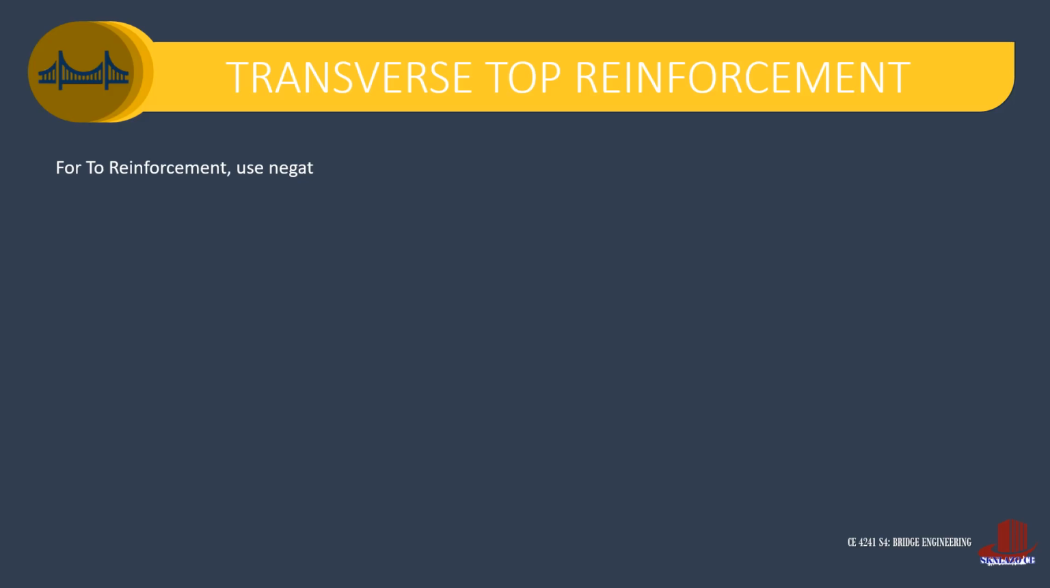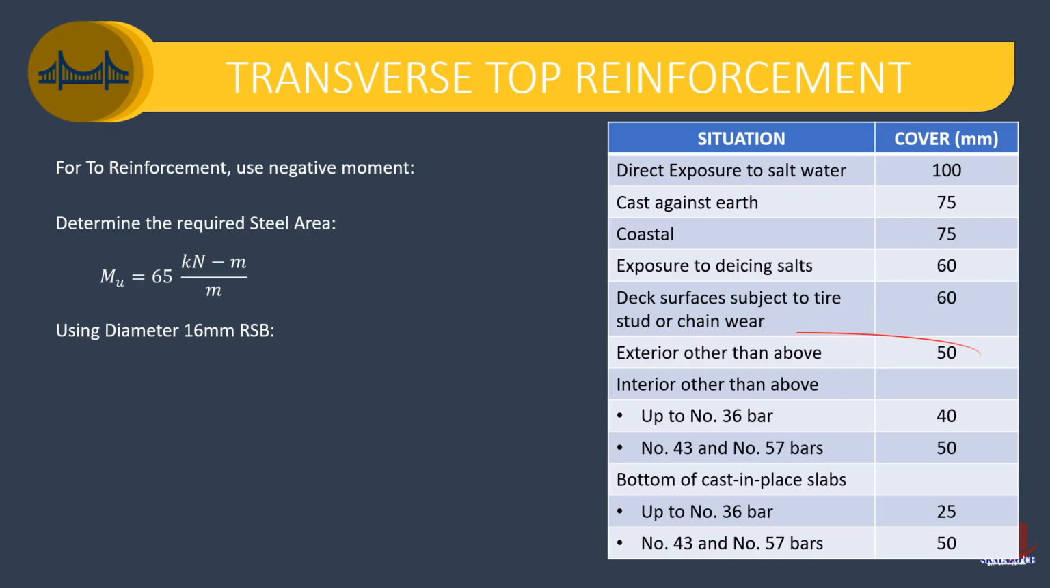There are also bars for the top reinforcement. This is using the negative moment, but it would still be safe to use the positive moment as normally this is higher. Using D16, we look for the cover from the table. This time, the location is top, where the cover is 50 mm. d is 200 less 50 minus half the bar diameter, turning out as 142 mm.